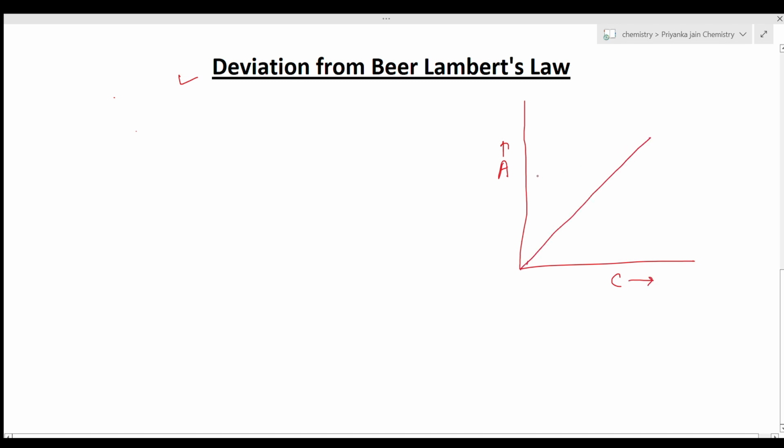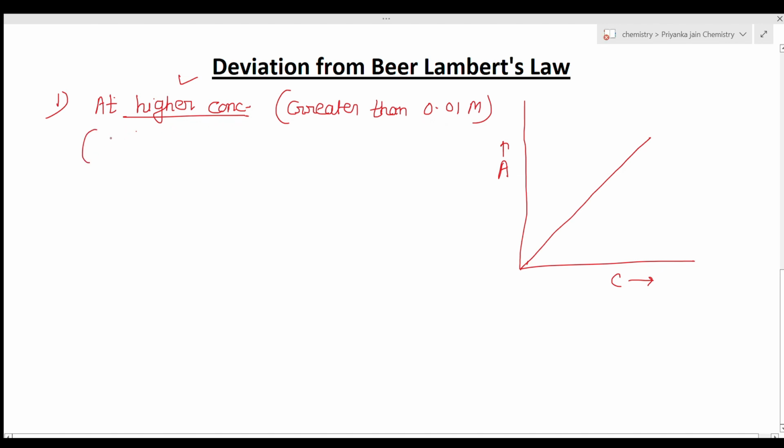If the solution is following the Beer-Lambert's law, then we get a straight line. But actually we see deviations in some conditions. Why do we see deviation? First of all, we see deviation when there is a high concentration of solution, when the concentration is greater than 0.01 M. In those conditions, what can happen?